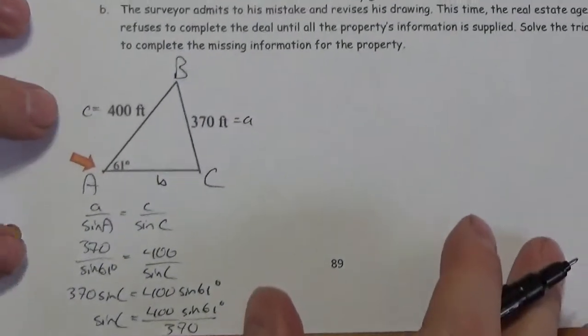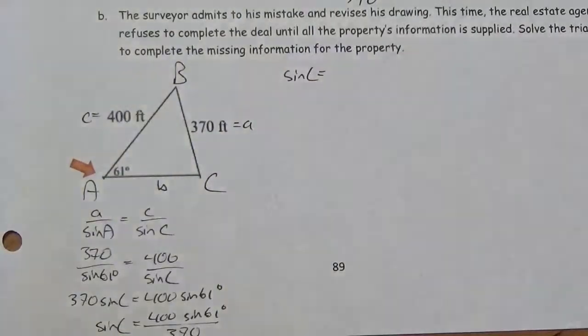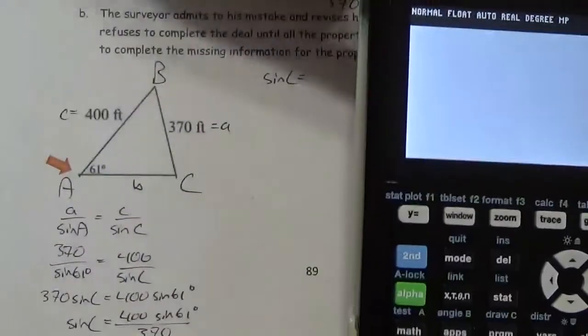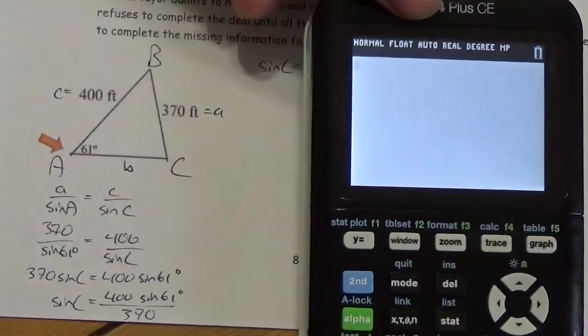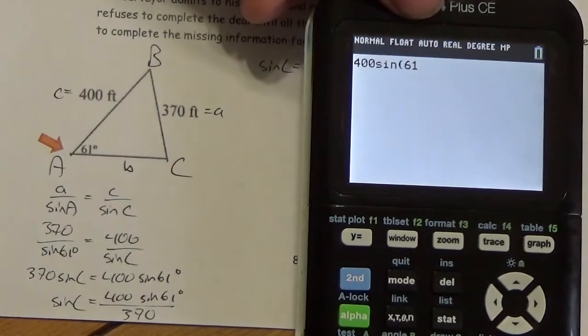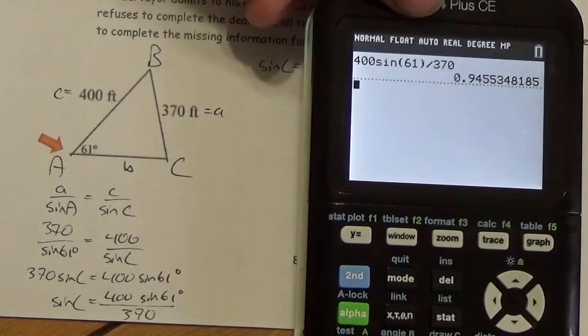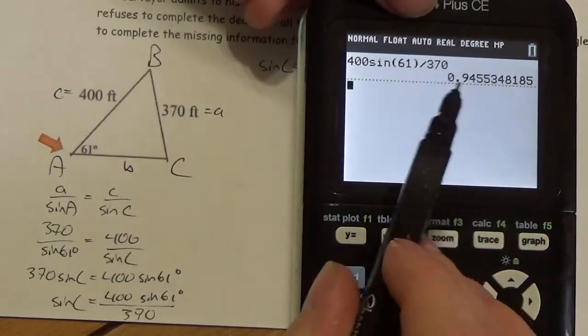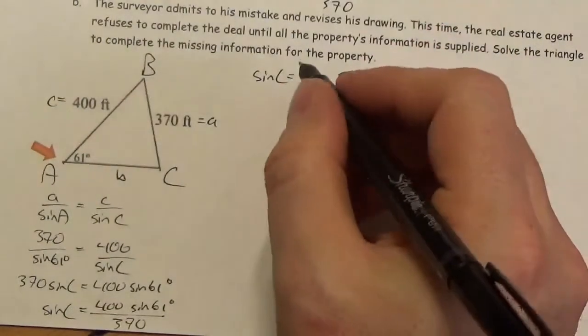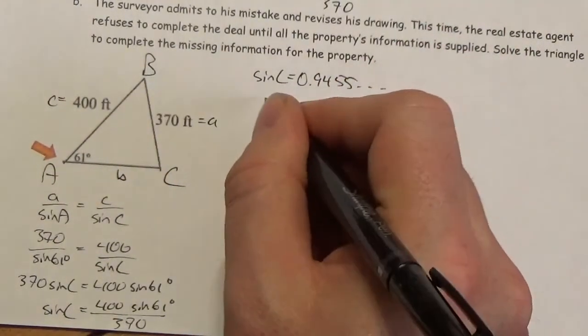So this time I'm hoping that this isn't a number bigger than 1. But you get the idea that that was fixed here. So 400 sine of 61 divided by 370. Okay, good. That's much better. So my ratio here that I got was 0.9455, and again the decimal goes on.